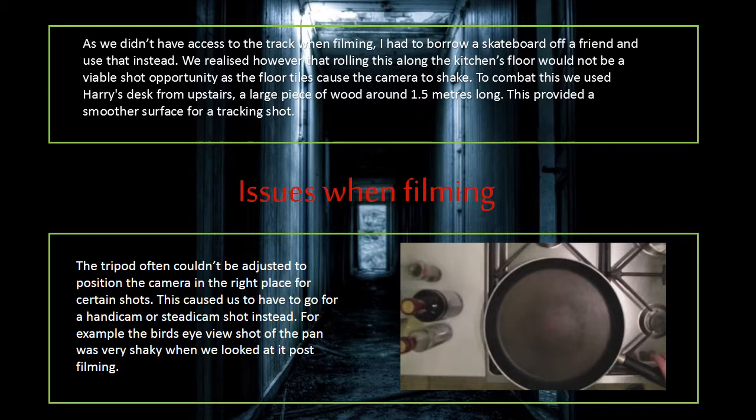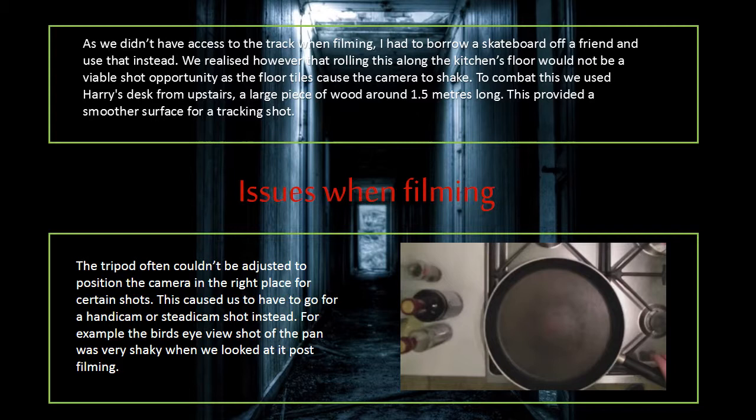As we didn't have access to the track when filming, I had to borrow a skateboard off a friend and use that instead. We realised, however, that rolling this along the kitchen's floor would not be a viable shot opportunity, as the floor tiles caused the camera to shake. To combat this, we used Harry's desk from upstairs, a large piece of wood around 1.5 metres long. This provided a smoother surface for a tracking shot.